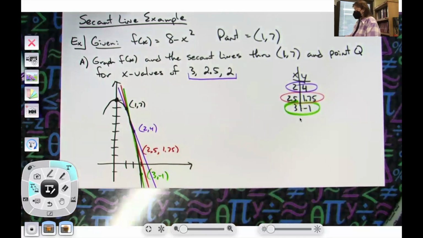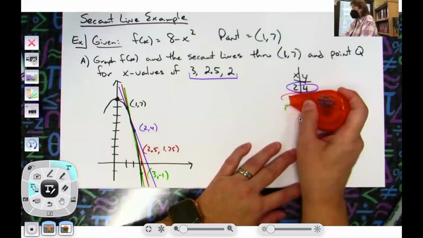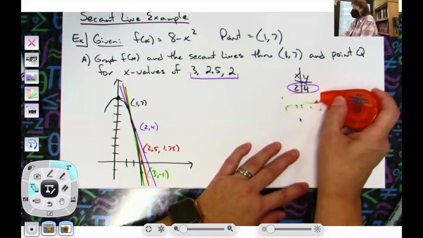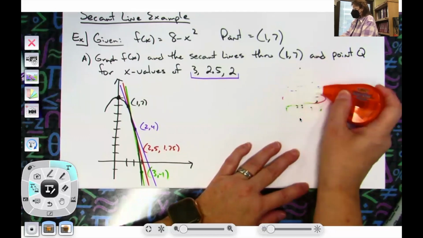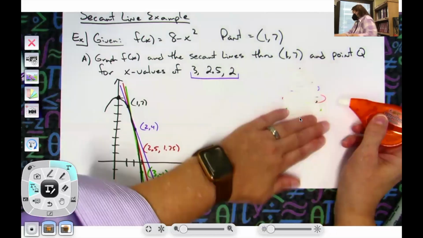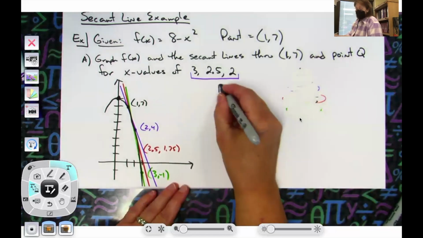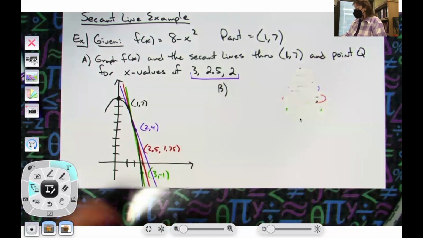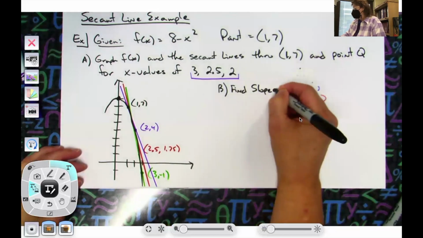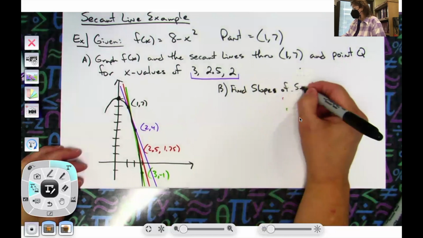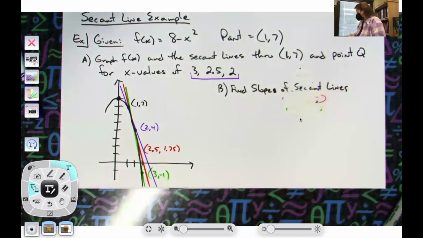All right, now I kind of wish I had not done this. So I'm going to try to erase this just so I've got some more room to write. I'm going to use tons of white out just to get rid of this so I've got more room to write. Probably not the best way to get rid of that, but right now it's the fastest way. Okay. All right, now part B is going to ask you to find the slopes of those secant lines. So I want to find the slopes of those secant lines.